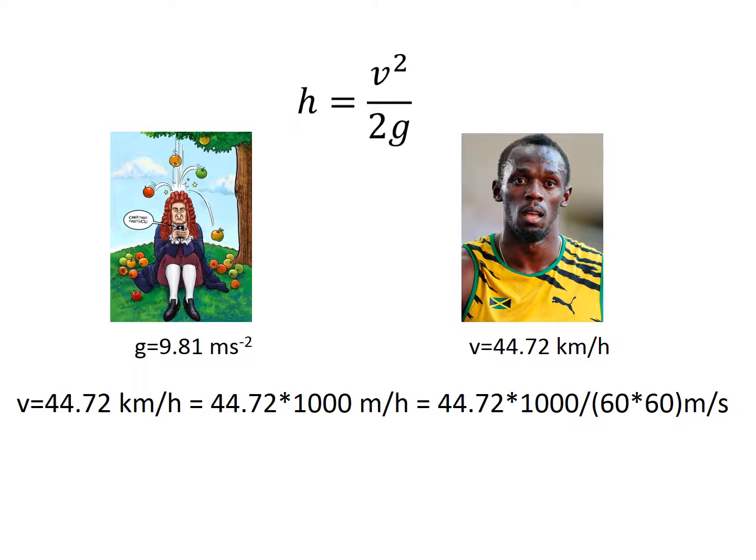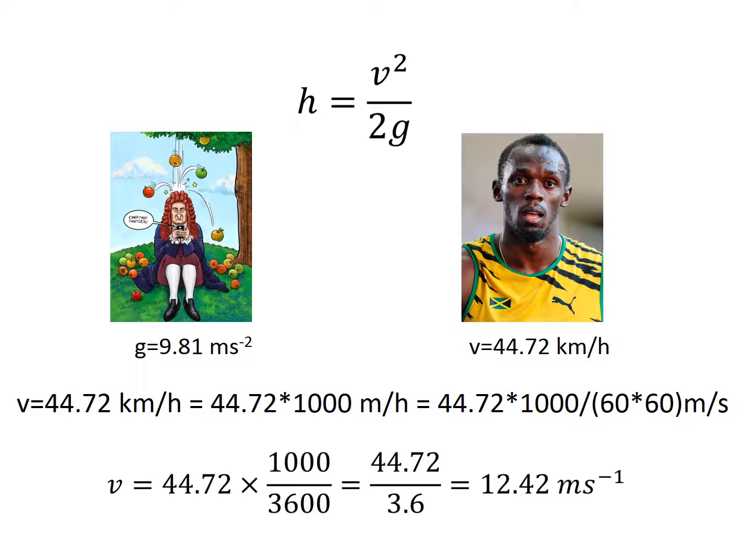But bear in mind that we should always convert stuff into standard units, or at least the units that we're interested in getting our answer in. So convert velocity into meters per second. You need to times it by 1,000 to get kilometers into meters, and then divide by the number of seconds there are in an hour, which is 3,600. So our Usain here can run at 12.42 meters per second, which is still pretty fast.